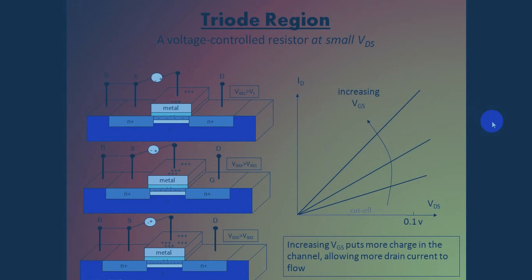Discussed here, the triode region. Coming to the triode region, a voltage-controlled resistor is obtained at a very small amount of VDS. Obviously, these three structures are present corresponding to it. A curve of ID versus VDS is given. Here we can see there is an increasing amount of VGS. The reason is that it allows more drain current to flow. In the first structure, the increase in VGS is not much compared to the third structure. In the third structure, if you see, there is more drain current flowing compared to the first structure, and that is denoted by this curve. And this is the triode region that is described.